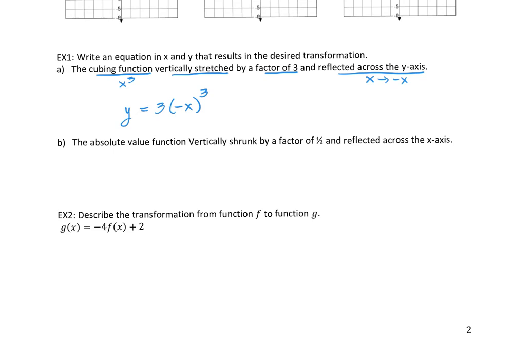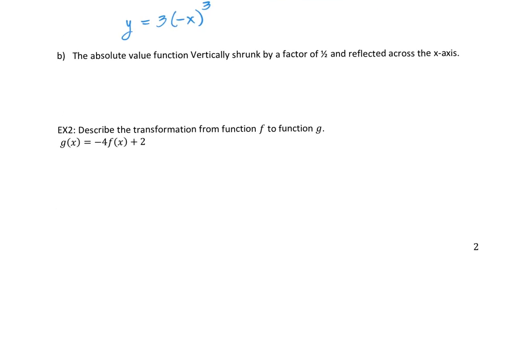Let's try another one. Part B, we have the absolute value function. And we're going to vertically shrink it by a factor of half. And then we're going to reflect it across the x-axis. So if we reflect across the x-axis, that means we're changing the y value. So we're going to put the negative outside of our function absolute value of x.